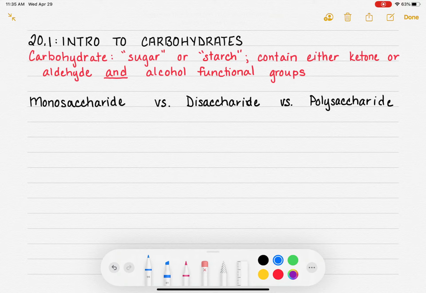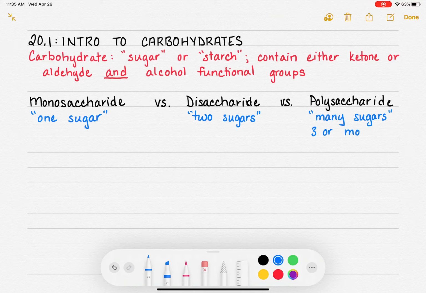So let's look at some characteristics of each of these. The prefix mono means 1, as you know, and saccharide is our term for sugar. So monosaccharide translates to 1 sugar. It is a single sugar molecule. Disaccharide translates to 2 sugars, because di is the prefix for 2, and poly, as you know, is the prefix for many. So this would be translated as many sugars. But for us, it's going to be 3 or more, although usually our polysaccharides have a ton.